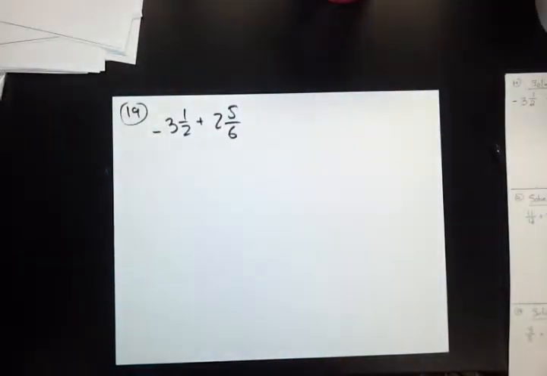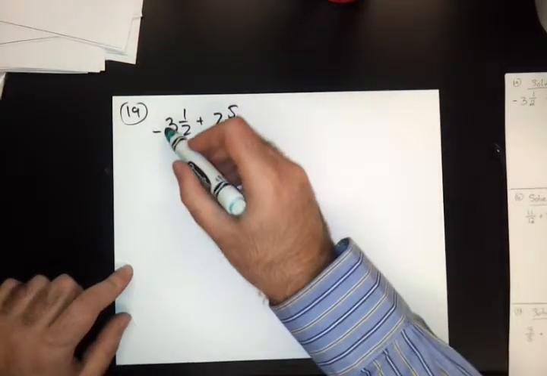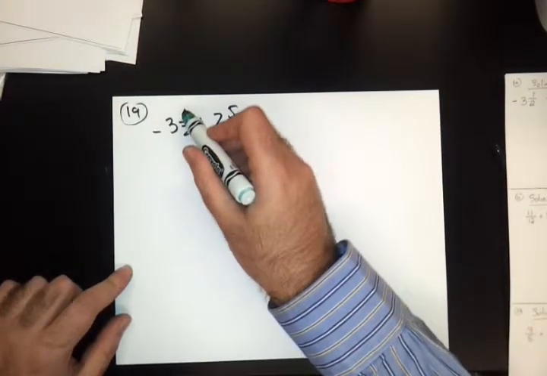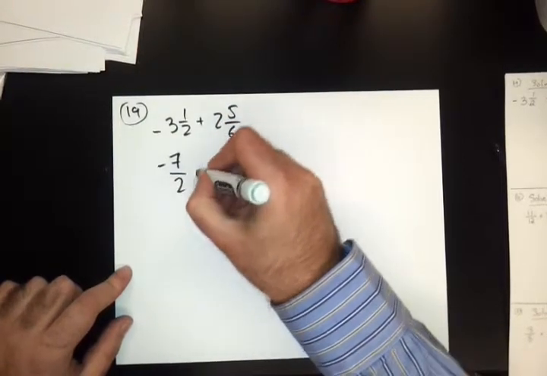So this is number 19 now. Pretty similar to the last problem. We have to convert from mixed numbers to improper fractions. 3 times 2 is 6. 6 plus 1 is 7, so that's negative 7, because the negative is still there, over 2.